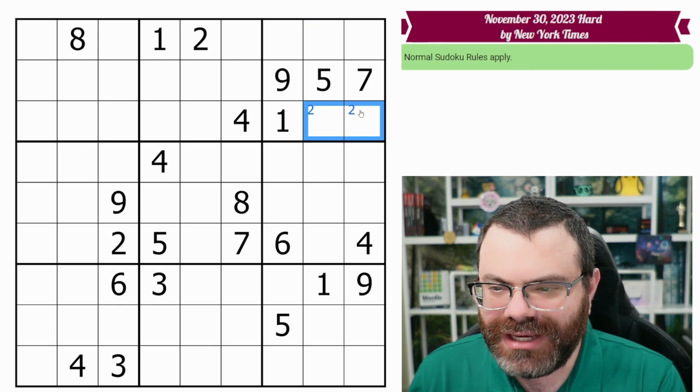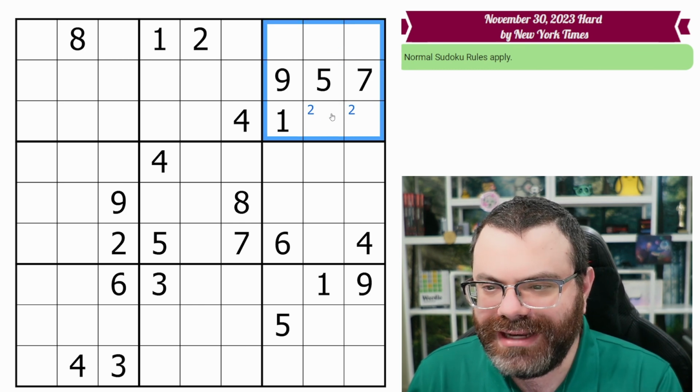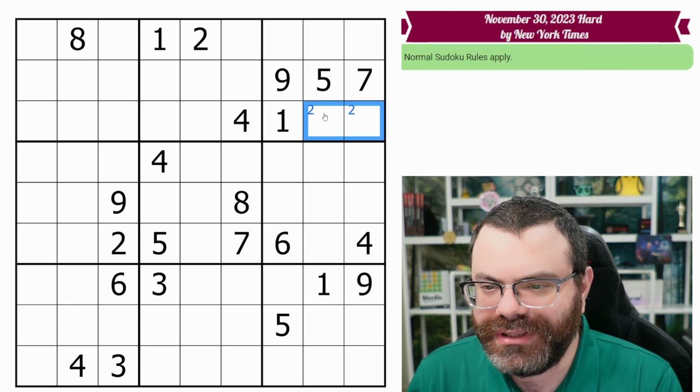So what does this mean? Why am I using these corner marks? Well, within this box, the corner marks represent where that digit can go. So 2 can only go in these 2 cells.